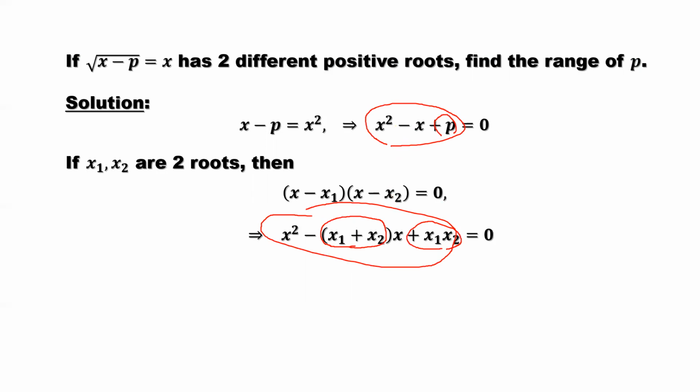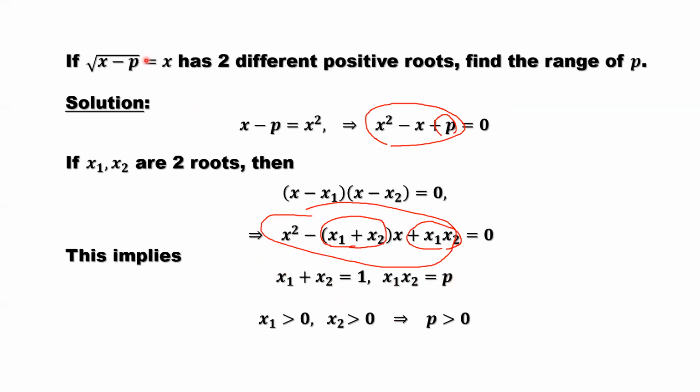Now here we have the result. x1 plus x2 equals 1. x1 times x2 equals p. Because this equation has two different positive solutions, positive means x1 is positive, x2 is positive. p equals x1 times x2, positive times positive is positive. We find p must be bigger than 0.